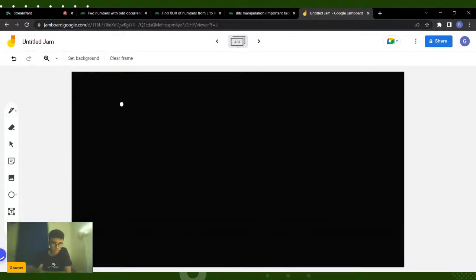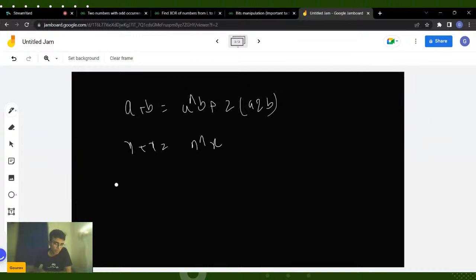The expression, I'm writing it again: a plus b is equal to a XOR b plus 2 into a AND b. Now, the question was saying that n plus x is equal to n XOR x. Now you have to find the count of x, that is, how many such numbers x are there. So this was the idea behind it. How will you utilize this expression to find an answer to this? Can anyone tell me?